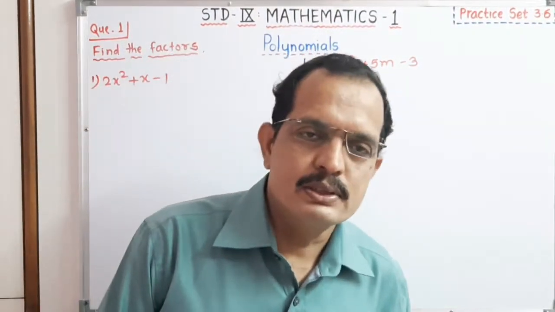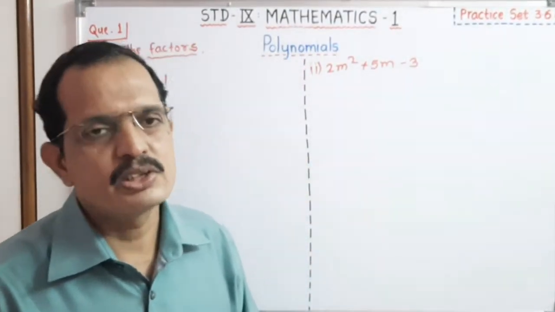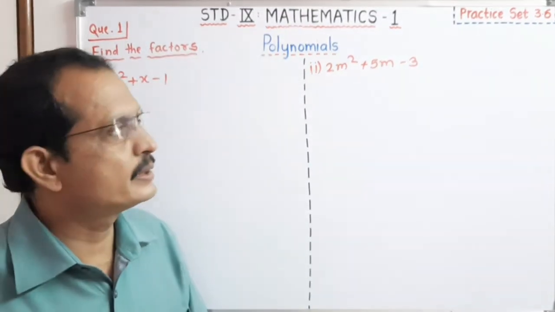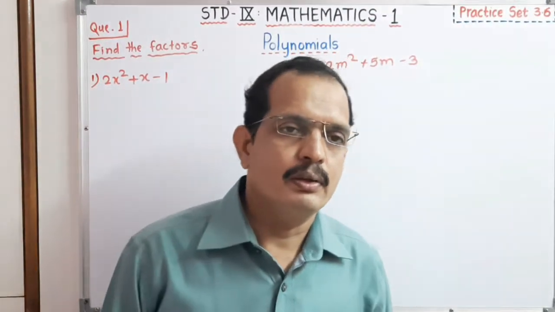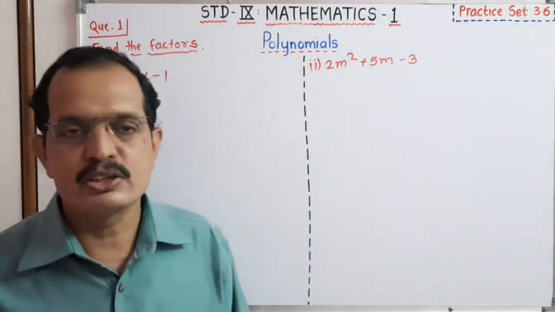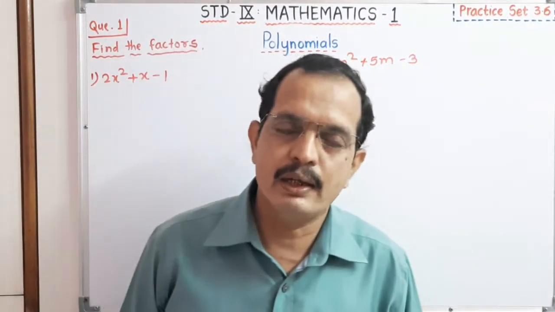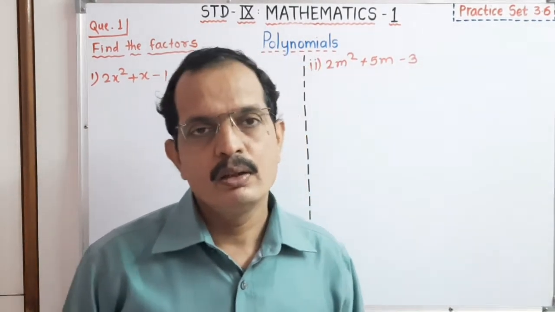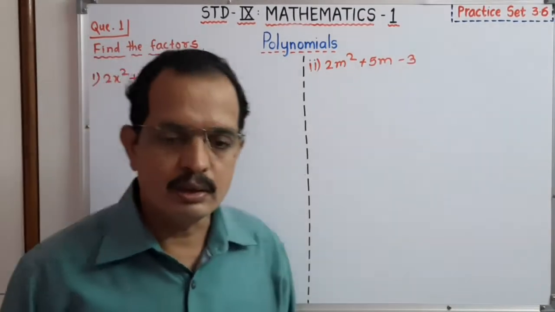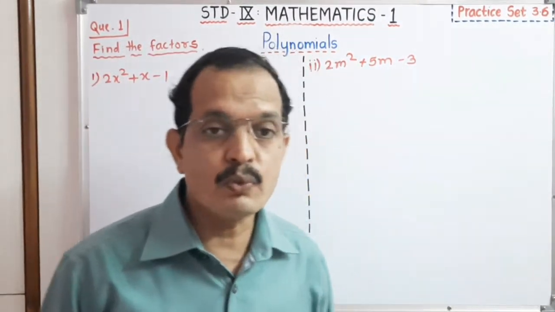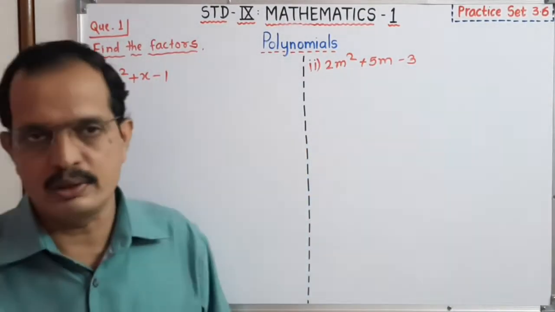Welcome dear students. In the last lecture we completed practice set 3.5. In that we completed the questions based upon the factor theorem and remainder theorem. Now today we have to start with another topic, that is to find out the factors of the polynomial.